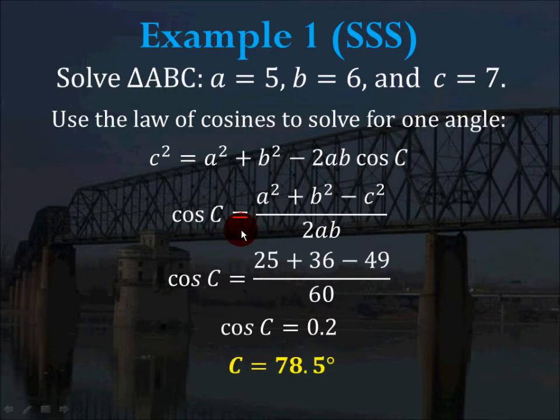So you're basically using the law of cosines formula. I've rewritten it in terms of cosine C by subtracting C squared from this side, adding the 2AB cosine C to this side, dividing both sides by 2AB, plugging in numbers. Cosine C is 0.2, therefore C is the inverse cosine of 0.2, or 78.5 degrees. So we now know one angle.